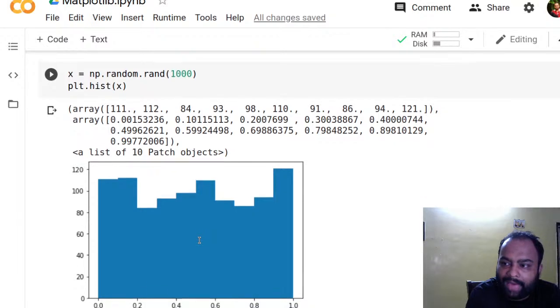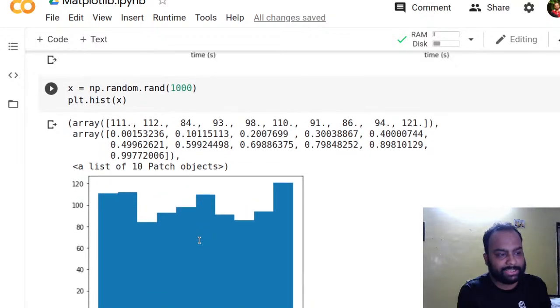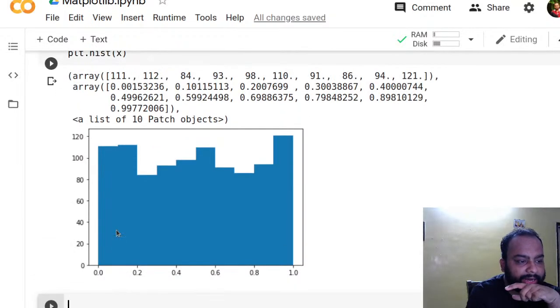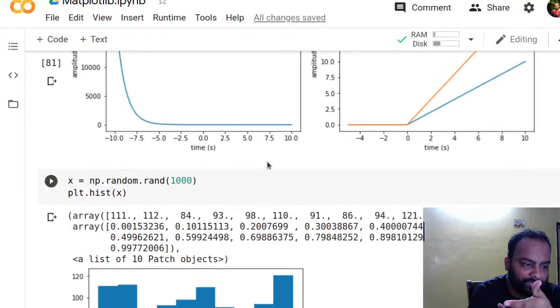So essentially what I have is a histogram. It's not really that fantastic here, but look very carefully. It is showing you the distribution of numbers from 0 to 1. Between, for example, 0.9 and 1, we have about 120 points. Between 0.8 and 0.9, I have around 90 points. So it is showing you a distribution of these.